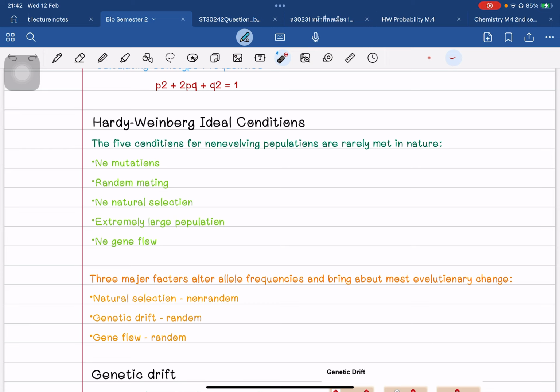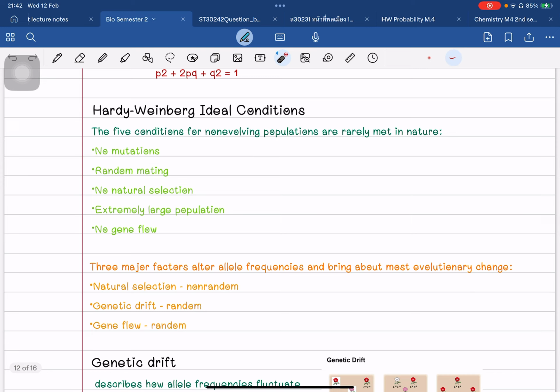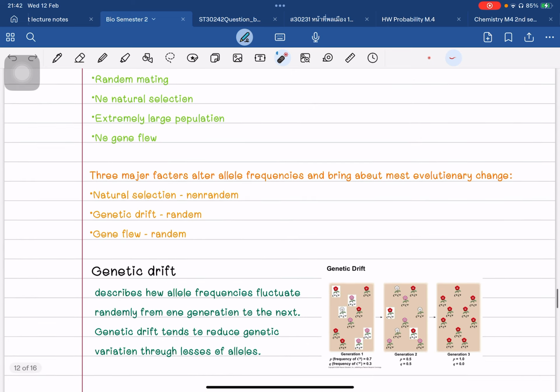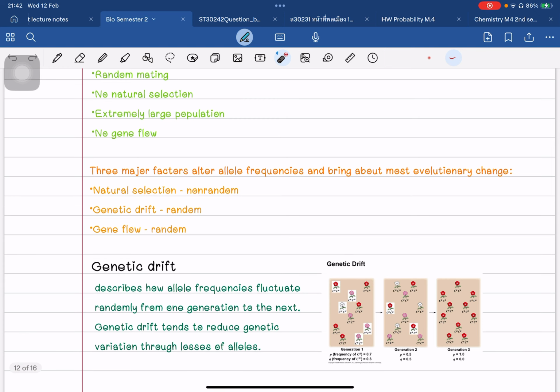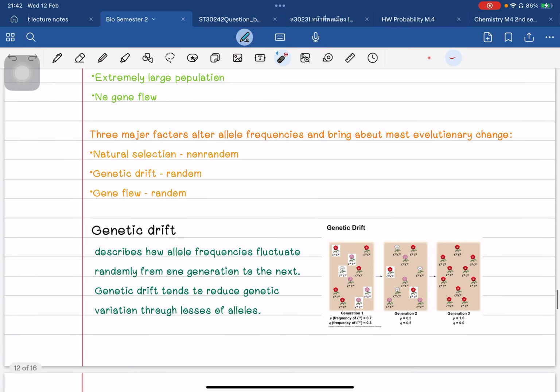The three main factors that alter allele frequencies and bring about almost every evolutionary change are natural selection, which is non-random, genetic drift, which is random, and gene flow, which is also random. Genetic drift describes how allele frequencies fluctuate randomly from one generation to the next. Genetic drift tends to reduce genetic variation through loss of alleles.